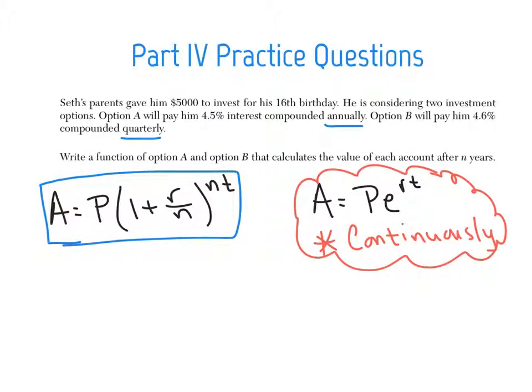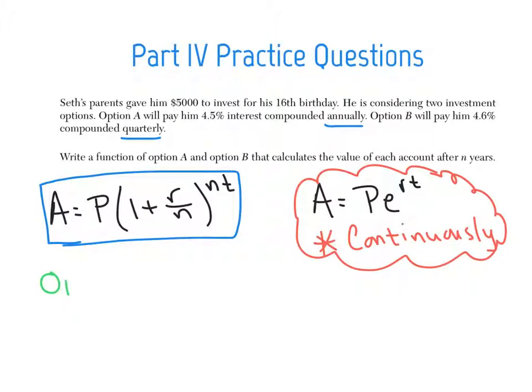And overall, I think tonight's not a bad night. If you want to try answering this question, write your functions, one for option A, one for option B, on your own, and then you can scrub through and see if we got the same answer. I encourage you to try part B and part C on your own as well. But you'll notice, if you've read this opening paragraph already, we've got $5,000 to invest, and option A says the bank's going to pay him 4.5% interest compounded annually.